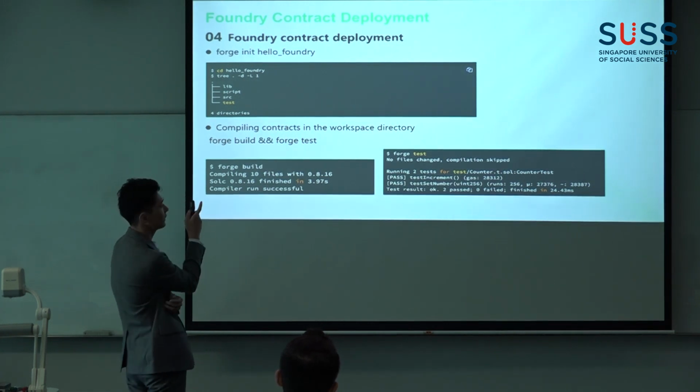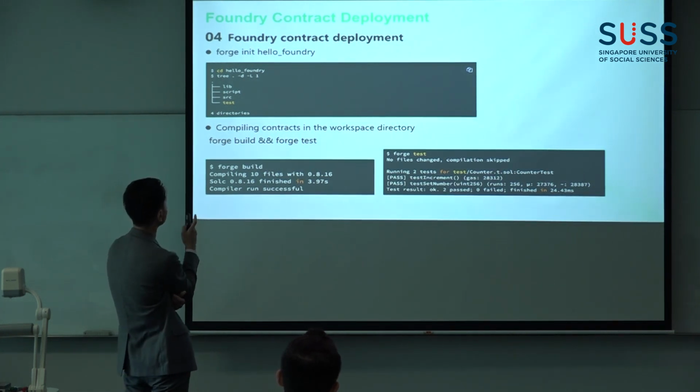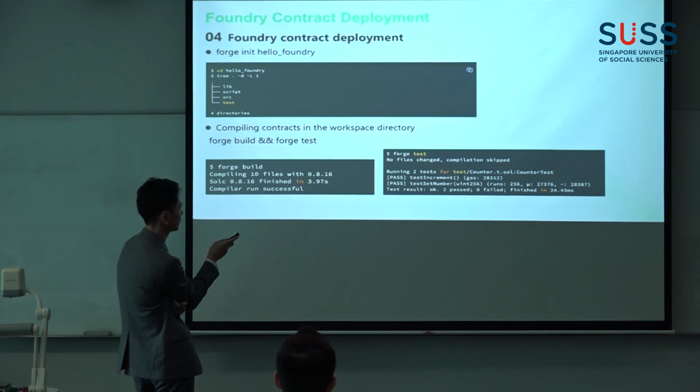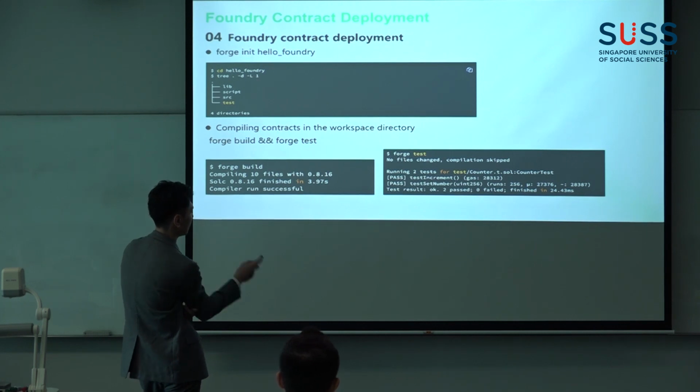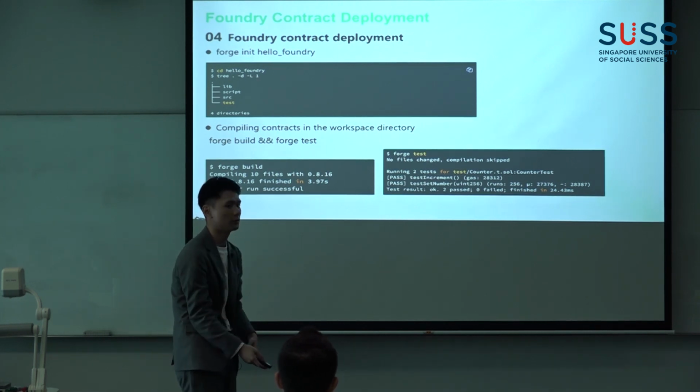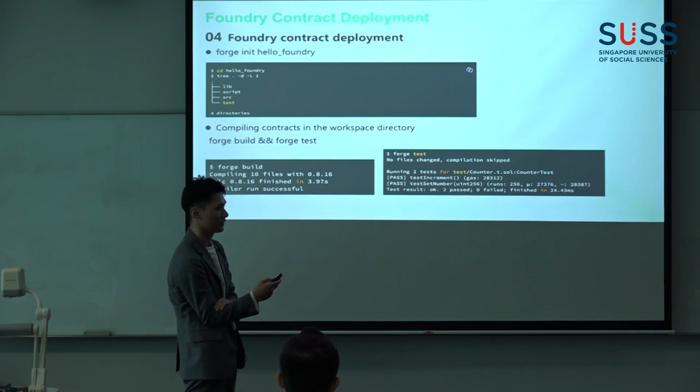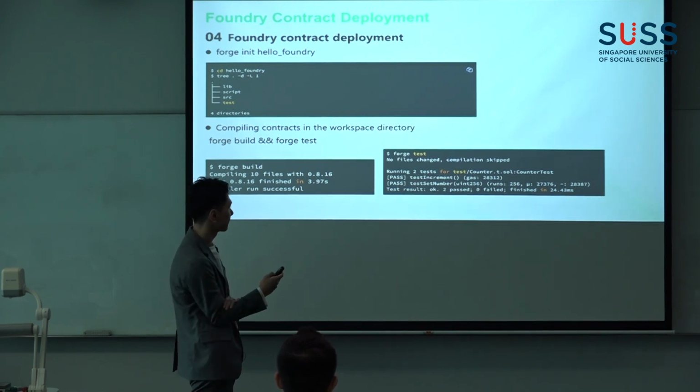When we initiate a directory, hello Foundry, we see these four directories, right? Lib, script, source, and test. And when we compile contracts, we just use forge build, and forge test is the basic testing. And we can also increase its verbosity by putting different numbers of v's.